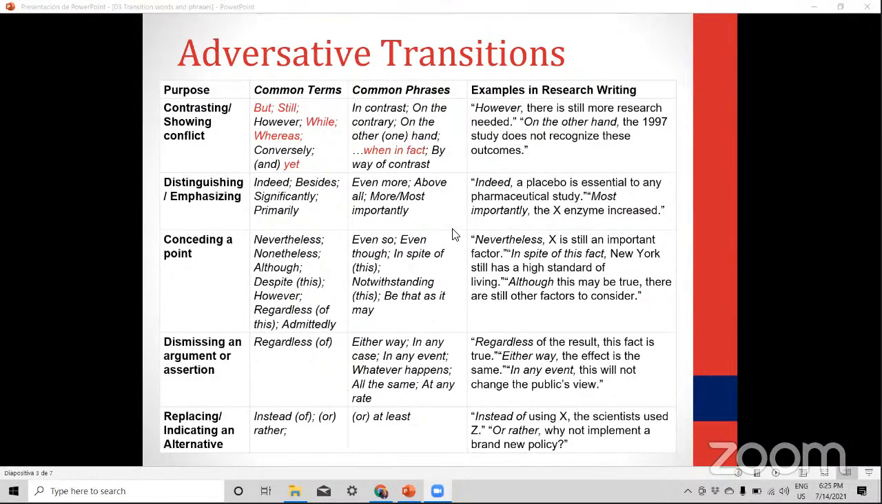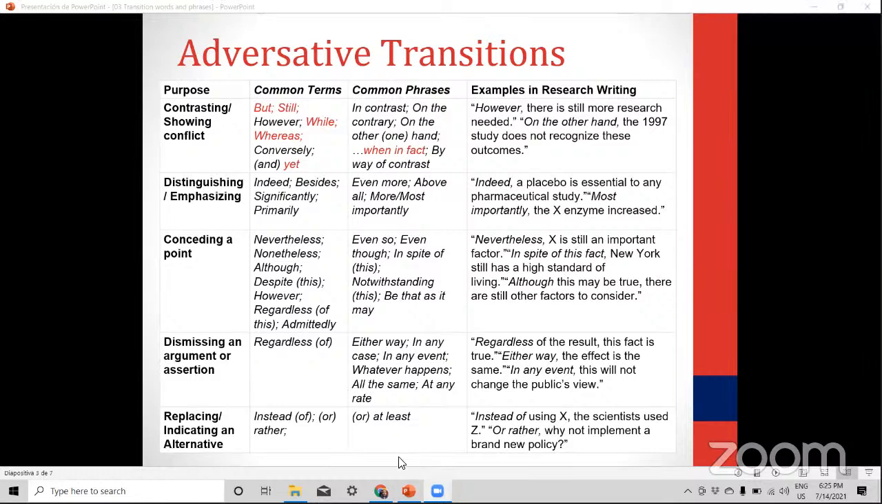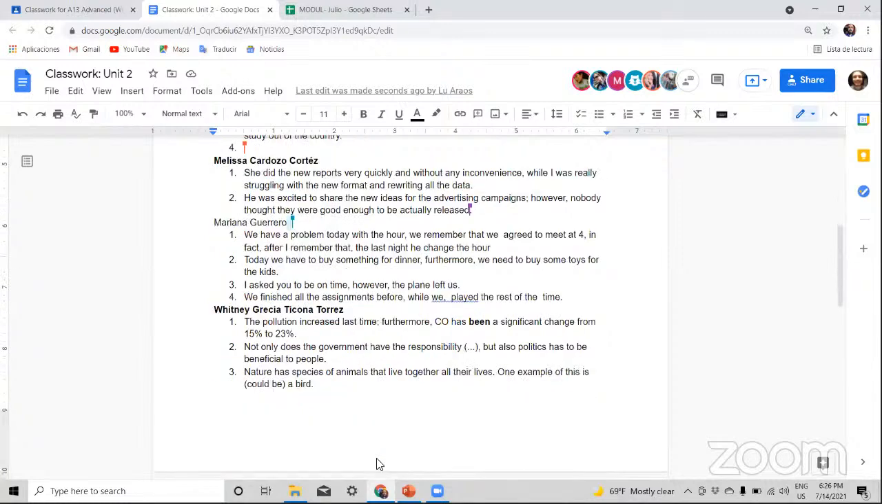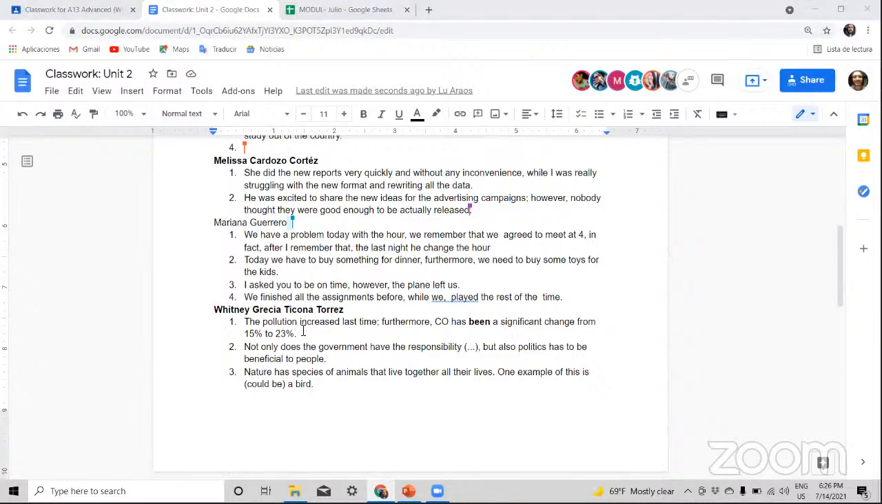Sorry, teacher. I want to write my sentence, that it's like we finished all the assignments before, while we played the rest of the time. And I don't know if the comma is going to be after "we" or before "we". How is the punctuation in that form?